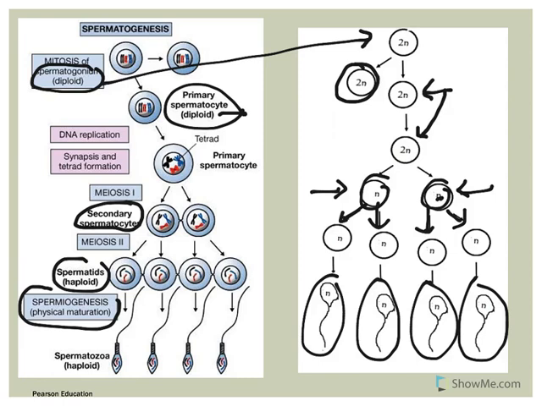So let's look at the structure of the spermatozoa. Now I have to mention again that this whole process is taking place within the seminiferous tubules. And this whole process takes about 64 days, which is kind of amazing. But it's continuous. Once a guy hits puberty, it is continuous.